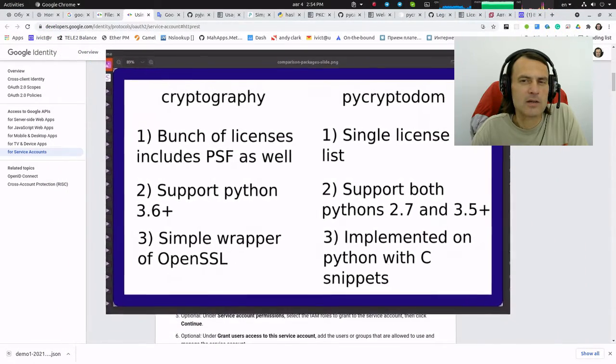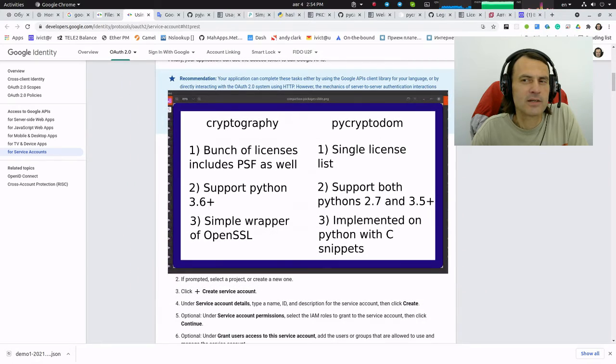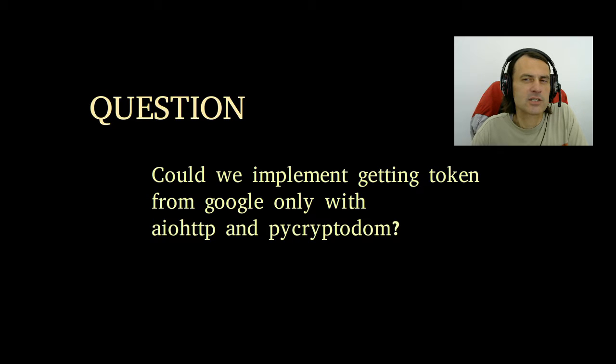In my opinion, PyCryptodome is a much more serious library than cryptography, and in addition, OpenSSL, which is under the hood of cryptography, allocates memory that is not managed by Python. So those two reasons were enough for me to ask the question: could we implement getting a token from Google only with aiohttp and PyCryptodome?